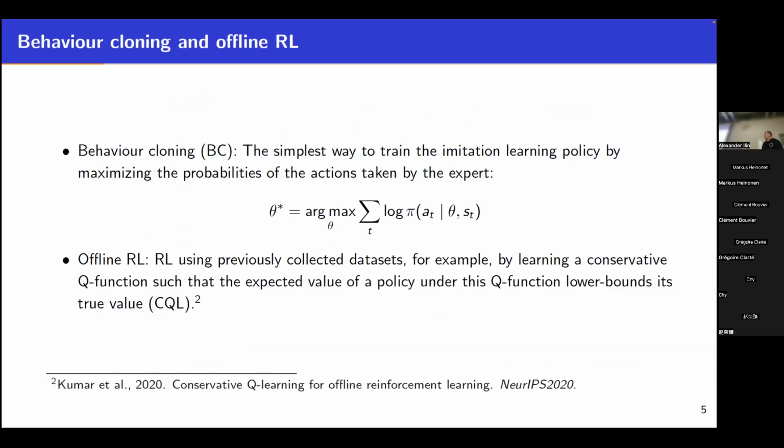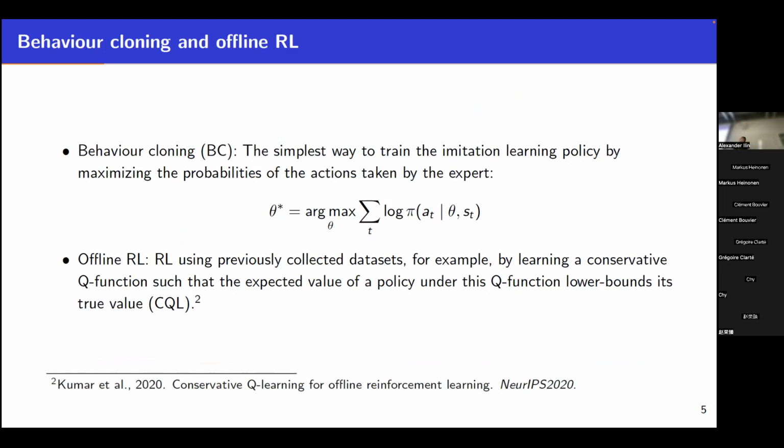So what would be the easiest way of solving these tasks? The easiest way would be just to train an imitation learning policy by just trying to maximize the probability of the actions taken by the expert given the current state. So we have just some policy network, we just do behavior cloning.